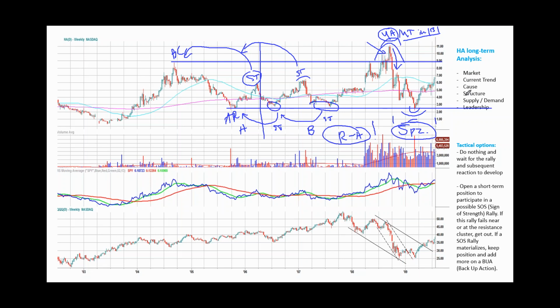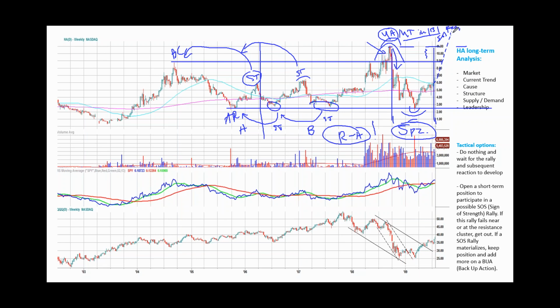Okay, so if we are in C, then what should happen next with the price? The price should pretty aggressively rally back through the trading range up to the resistance level, the one that was established by the sign of strength rally. Okay, and then do what?